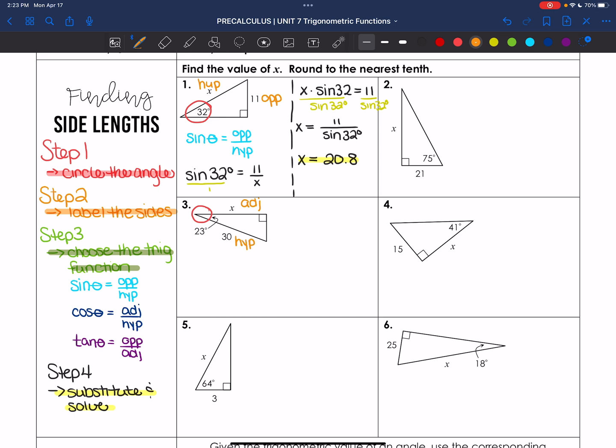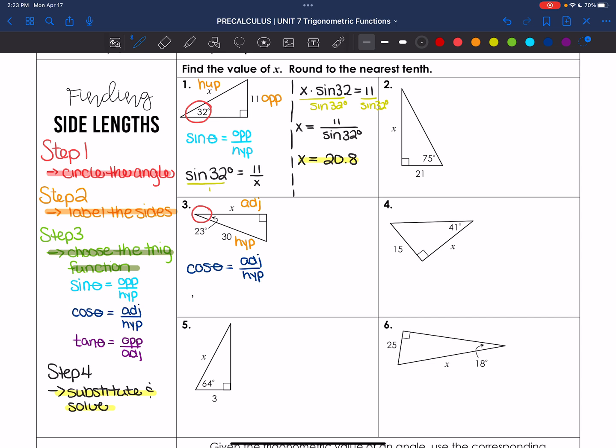So which of our trig ratios relates an angle with the adjacent and hypotenuse? That is cosine. Cosine of theta is adjacent over hypotenuse. And let's go ahead now and move on to step number 4, which is to substitute in the specific values for this problem and solve.